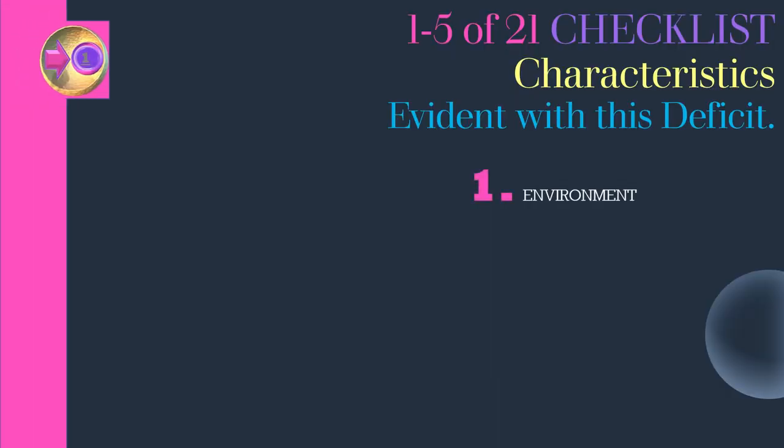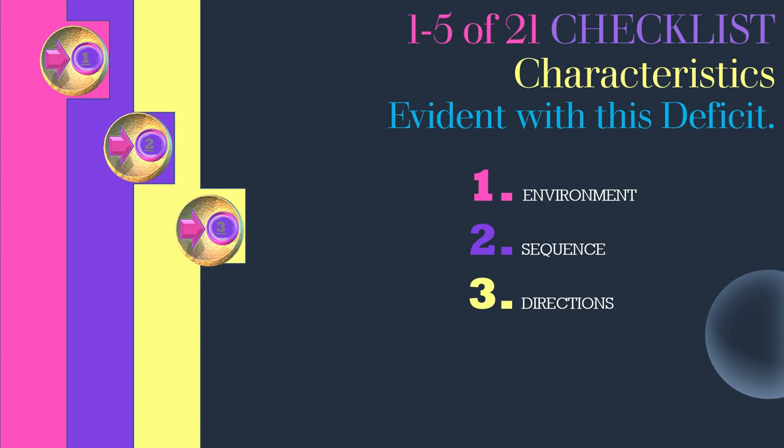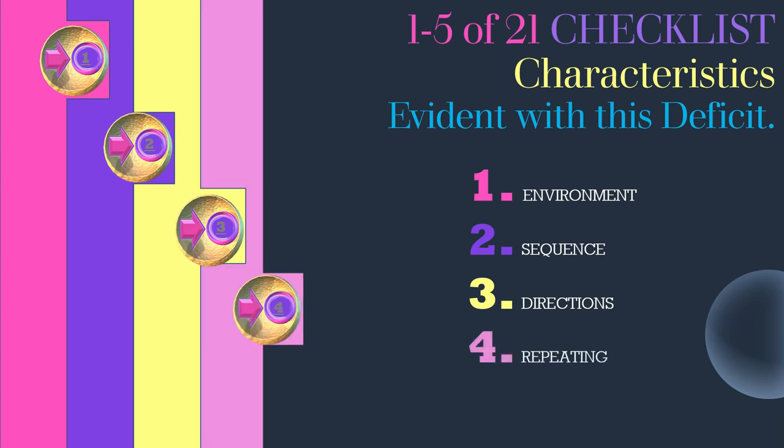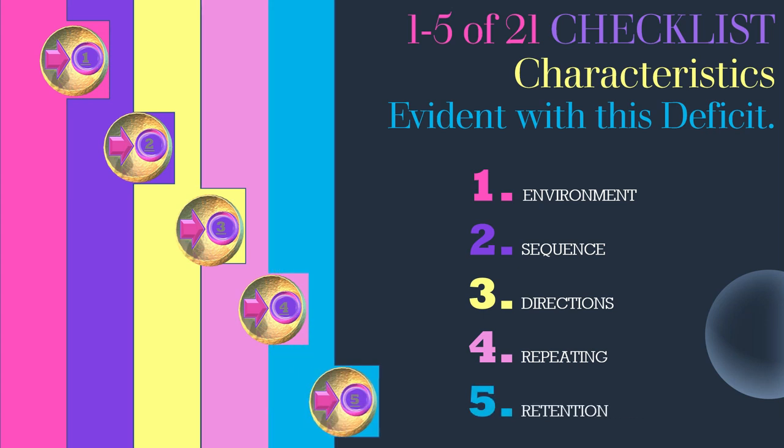Number 1, environment. When it comes to the checklist, characteristics evident with this deficit. Number 2, sequence. Number 3, directions. Number 4, repeating. Number 5, retention. So we're going to take each one of these and go into further detail.